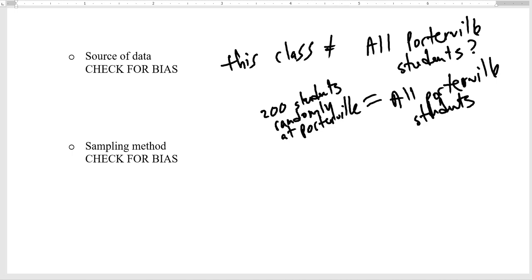Also, look at the sampling method. Check for bias. Did they sample just a small group? Did they sample a smaller group because it was convenient? This is all we're saying on these. And the homework does a good job of setting up different situations and then asking, is this biased? Would this represent the population? Those types of questions. Okay, let's keep going.